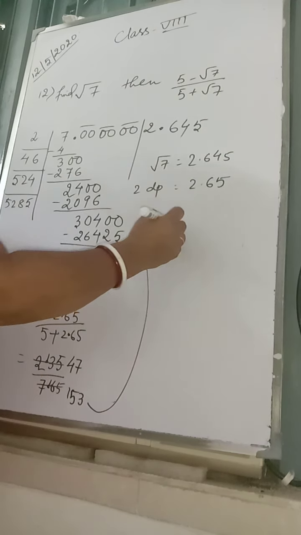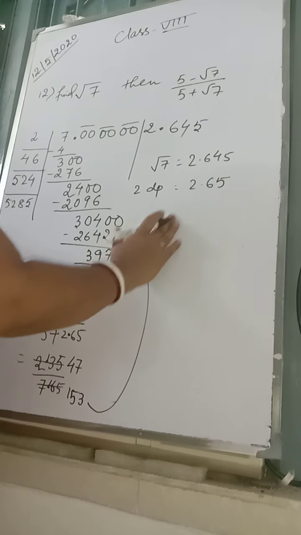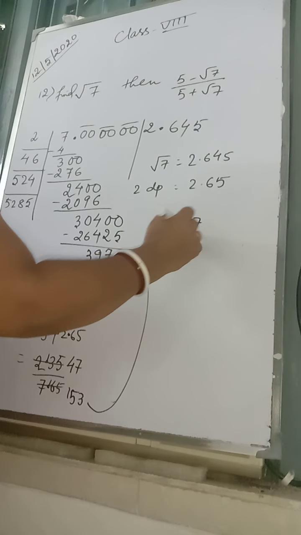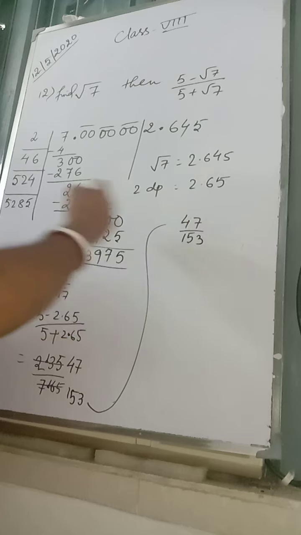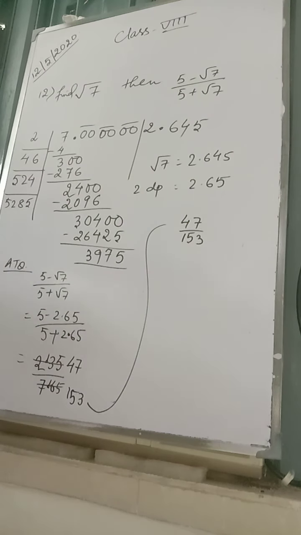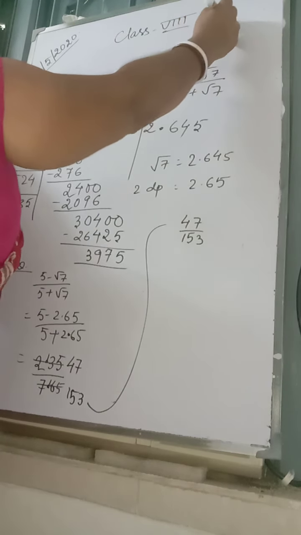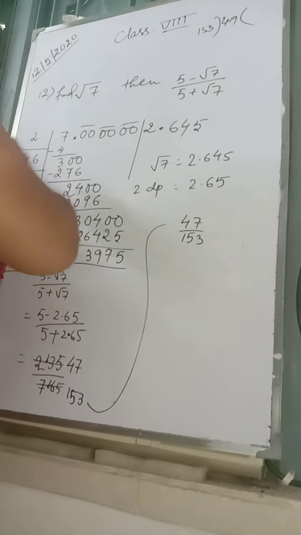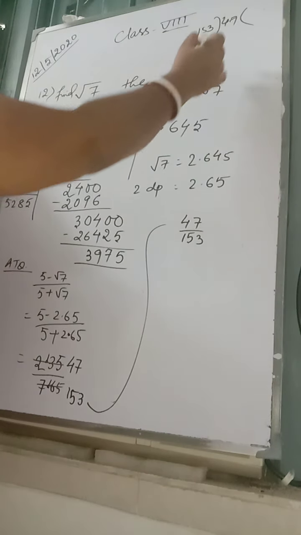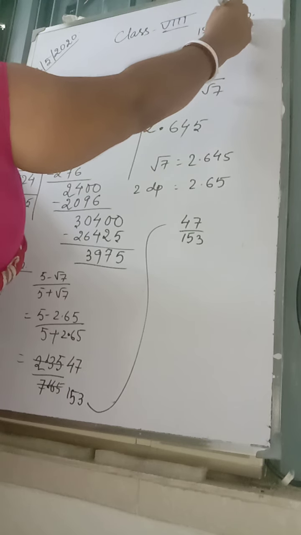So this gives you 47 by 153. We'll divide it now. Just see where to show the division. On the top maybe I can show. This is 153/47. Is it? So not divisible, 0 decimal, so 1 0 is given.